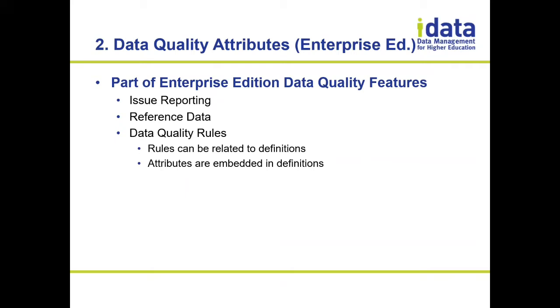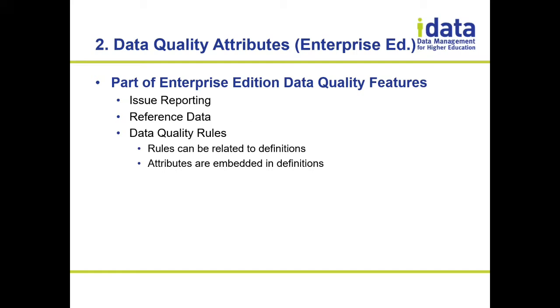Data quality attributes are a feature of the data quality feature set in the Enterprise Edition. Real quickly, for folks who are not familiar with it, you can report data quality issues, and there's a process to record the resolution. You can manage your reference data, right? This typically refers to codes and data bits that can be used as part of other data objects, so lists of valid values or code tables. And you can create data quality rules, right? And the data quality rule can be related to multiple definitions.